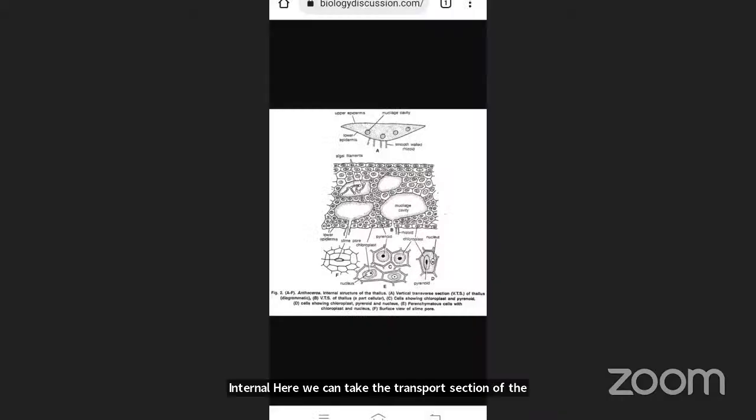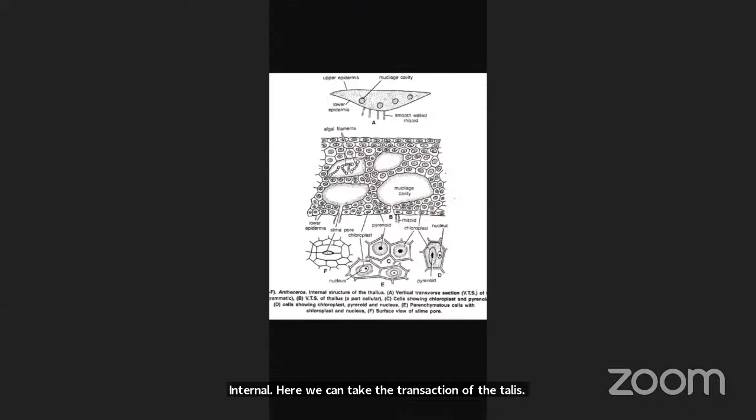Internal structure of the thallus. Here we can take the transverse section of the thallus. The cells are compactly arranged. The parenchyma tissue is present between the upper and lower epidermis. Air chambers and air pores are absent, and each cell is hexagonal in structure.